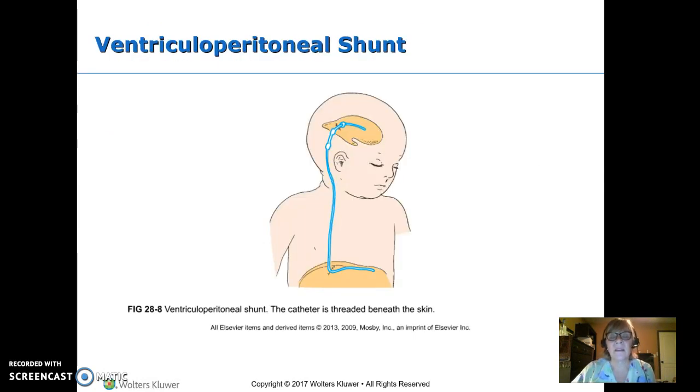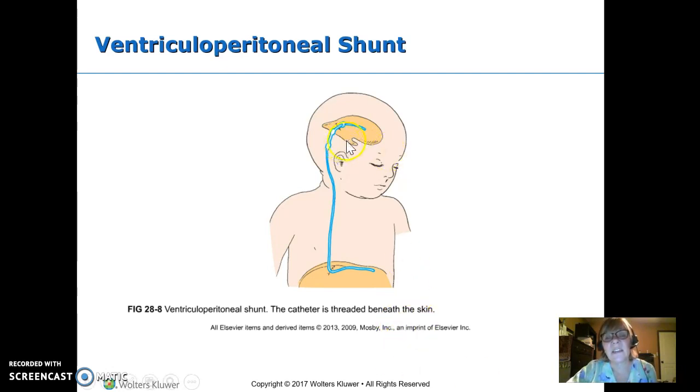So here's the VP shunt. So this is the ventricle down in the center of the brain where the CSF is made. And for whatever reason, there's too much being made, it's not flowing, or it's not absorbing. You should make it. It should bathe the brain and the spinal cord, absorb at the same amount as is being made. For some reason, it's not happening. The ventricles are filling up with that CSF fluid. So we've got to get it off.